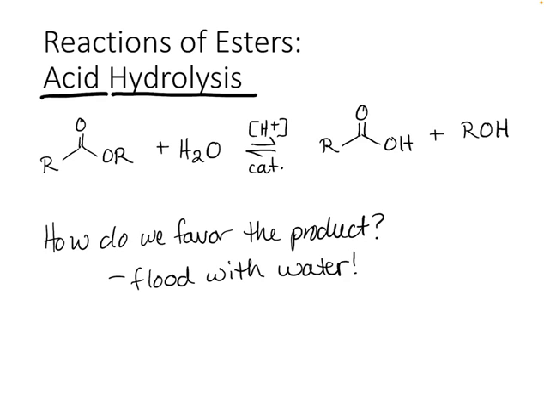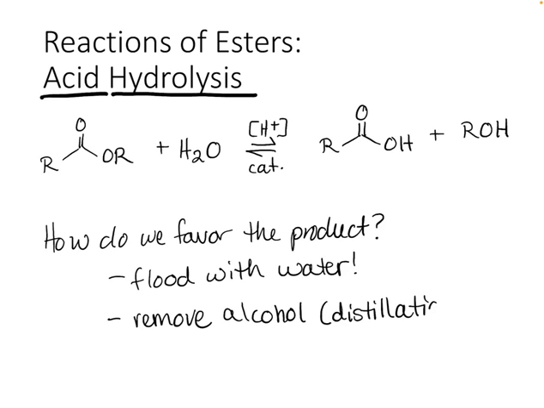The other option is we could remove one of the products as it forms. And that's going to put stress on the system, and the system will want to create more product as a result so that it can reestablish equilibrium. Now, in this case, we'll probably remove the alcohol. And one way we could do that is through distillation. Because alcohols tend to have pretty low boiling points. Remember, ethanol, for instance, has a boiling point of 78 degrees Celsius.